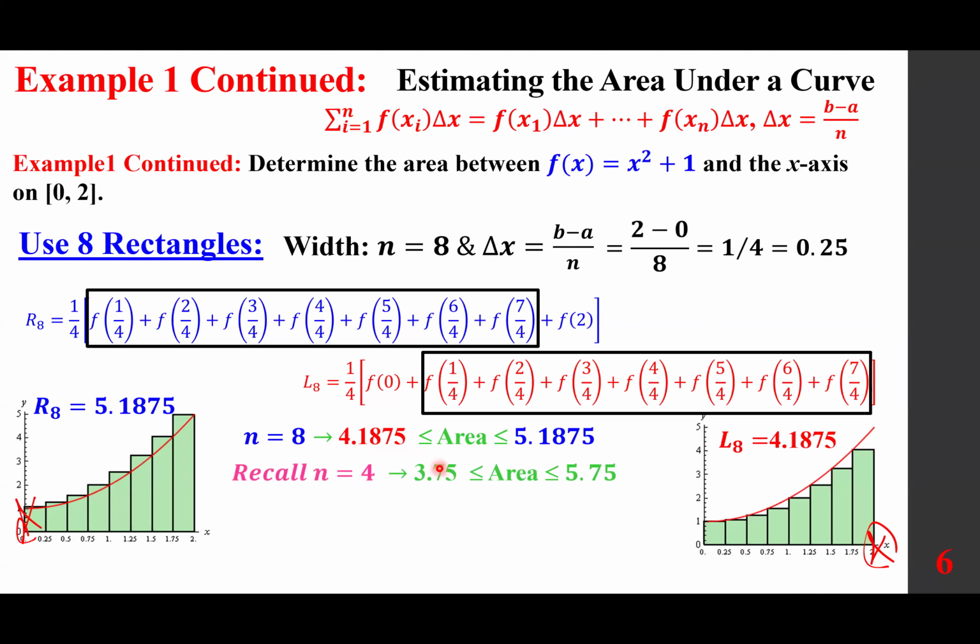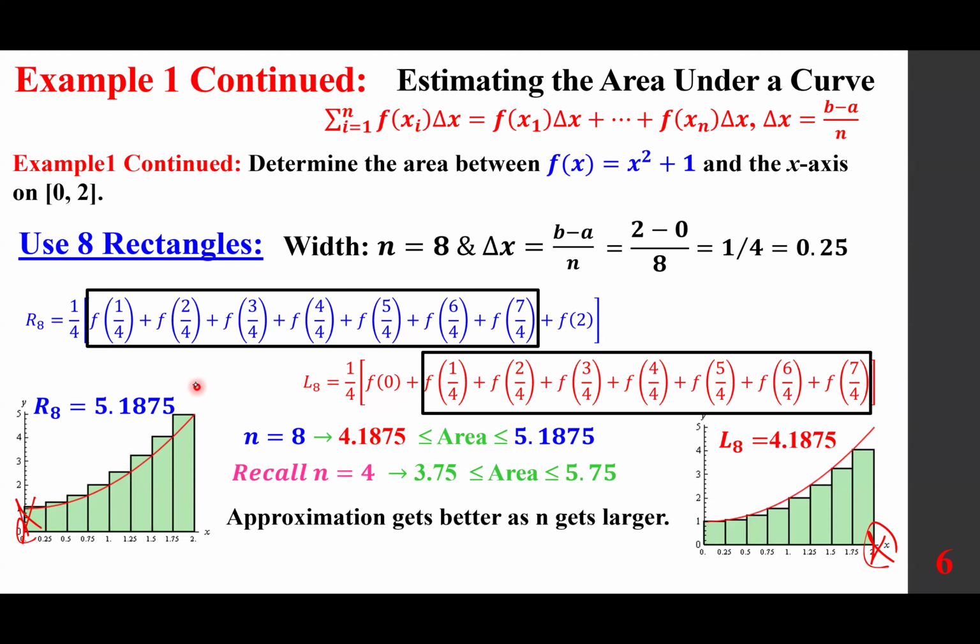In the case of n equals 4, the difference was 2. Now the difference is 1. Clearly, it's a better approximation. So approximation gets better as n gets larger, as we expect.